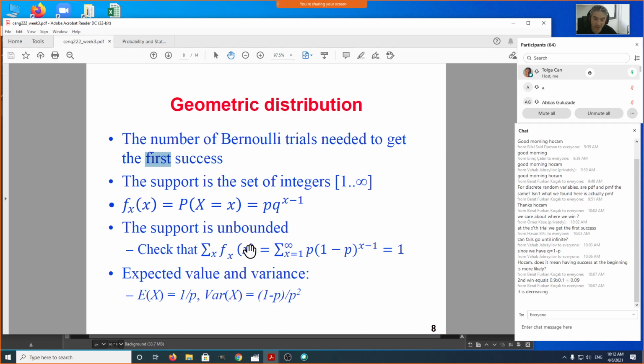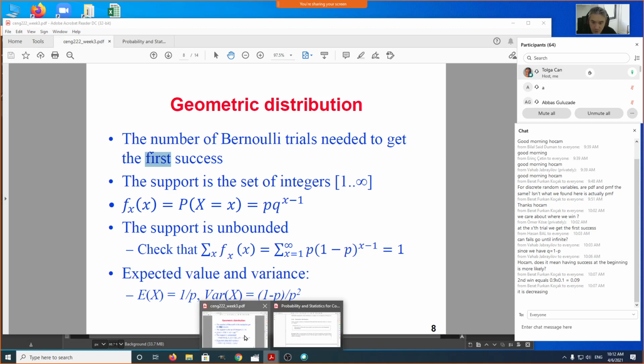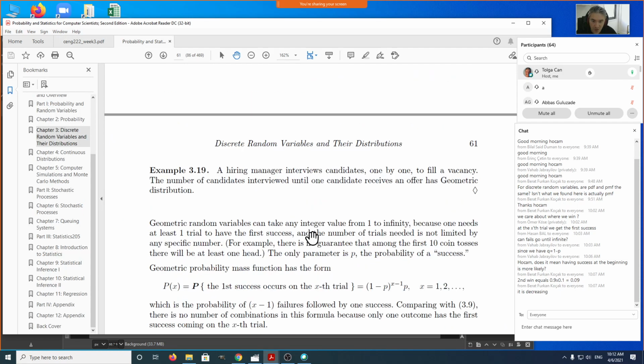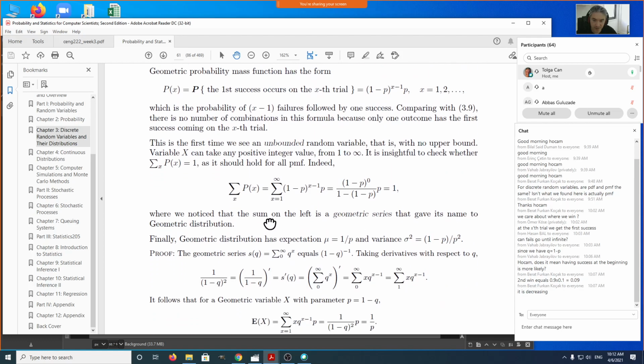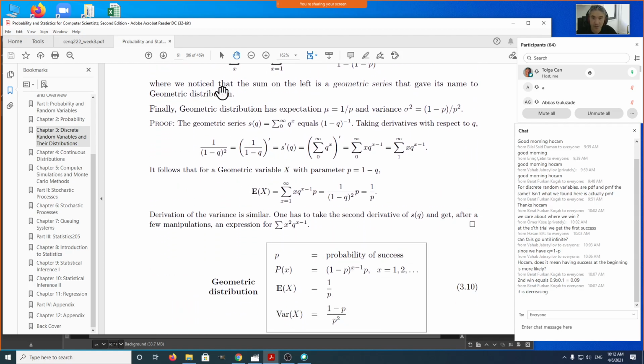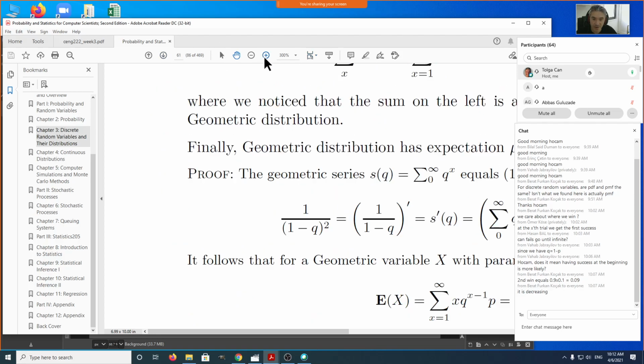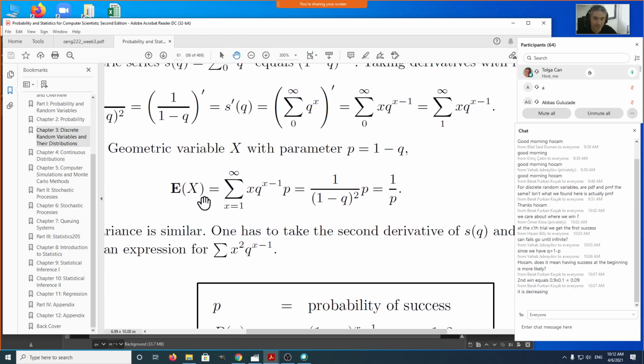actually a summation, an infinite summation. For example, in order to compute this 1 over p, let me refer to the book for that. We need to compute an infinite series. So this is what a probability distribution is. In order to compute the expected value, let me zoom in here. Look at the expected value. Now we're computing a summation, but this is an infinite series: x times q to the power x minus 1 p.